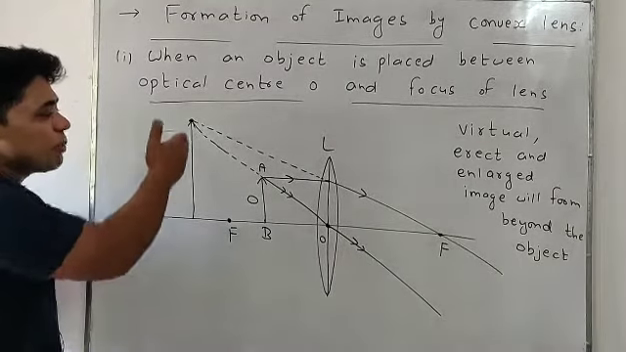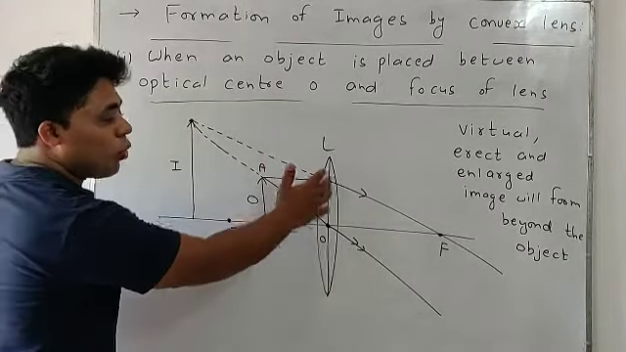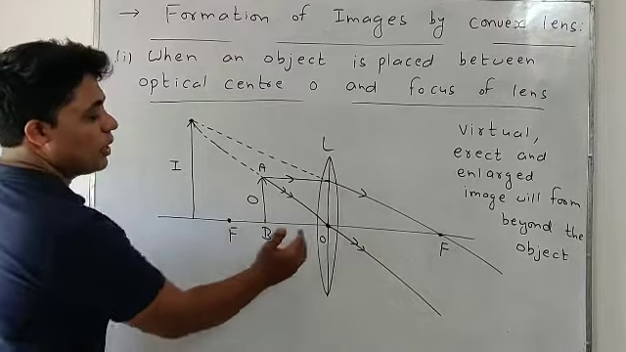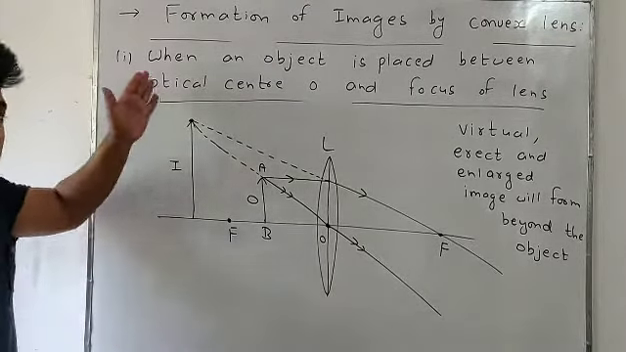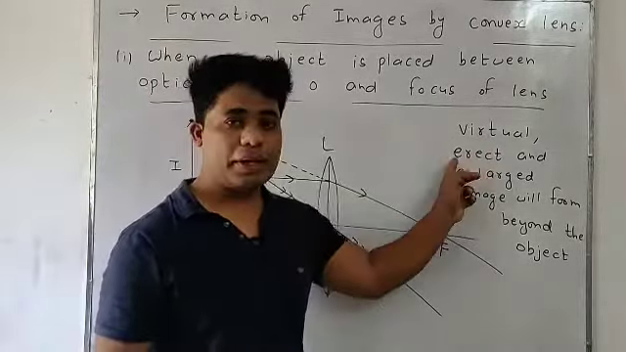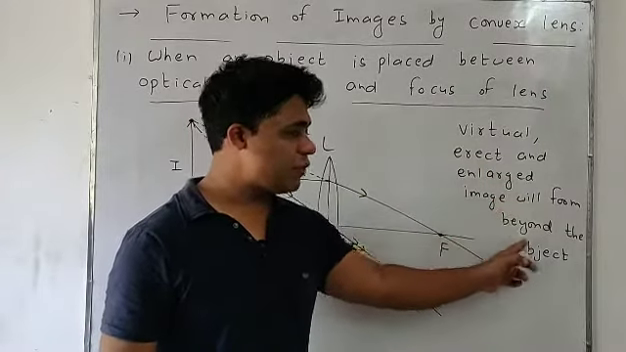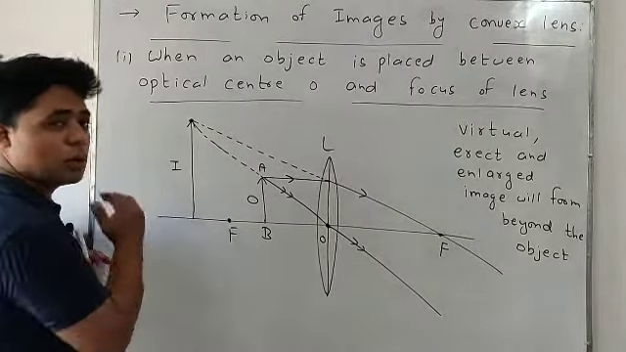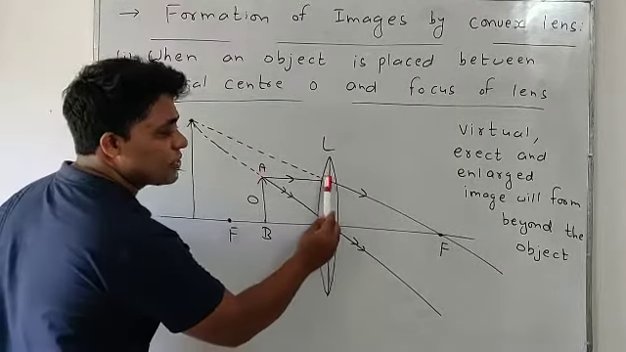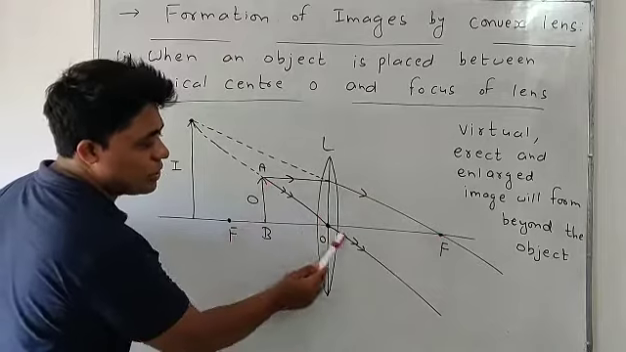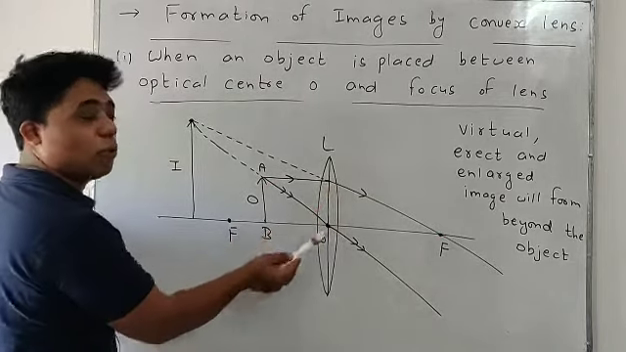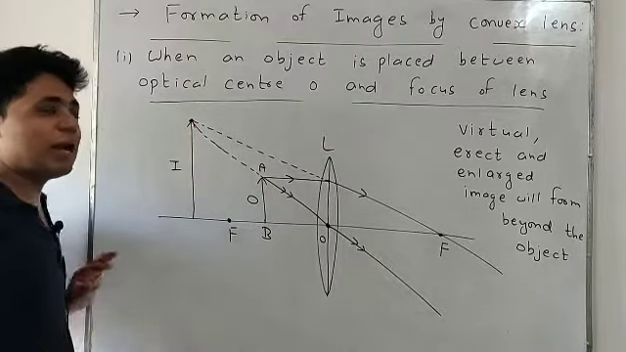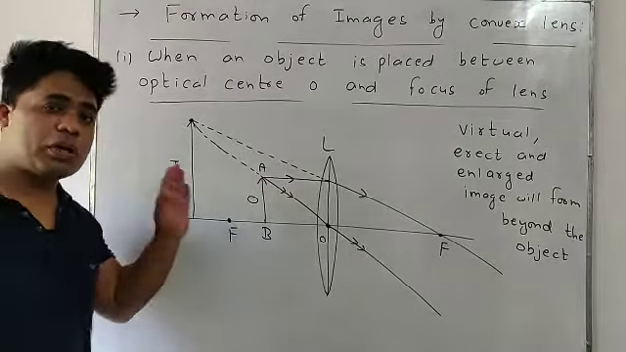So this will be the image formed by the convex lens when the object is placed between the principal focus and the optical center. This is an enlarged, virtual, erect image, and it will form beyond the object. The image will form beyond the object. Look, a ray incident gets refracted, another ray is incident, and we extend both light rays. Where they intersect, we obtain a virtual, enlarged, erect image beyond the object.